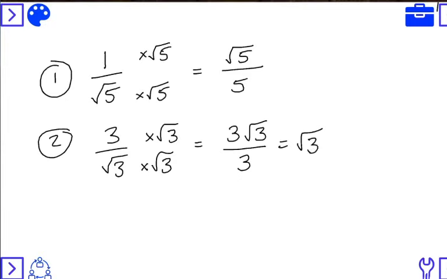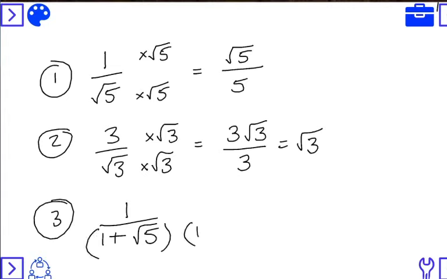Moving on to question 3. If we've got 1 over 1 plus root 5, we saw in our previous example that in order to rationalise a number where we've got 1 plus root 5, I would times this denominator by 1 minus root 5. Whatever I do to the bottom, I then have to do to the top. Now because I had a numerator of 1 before, I'm just simply timesing 1 by 1 minus root 5. So my numerator is nice and easy, 1 minus root 5.